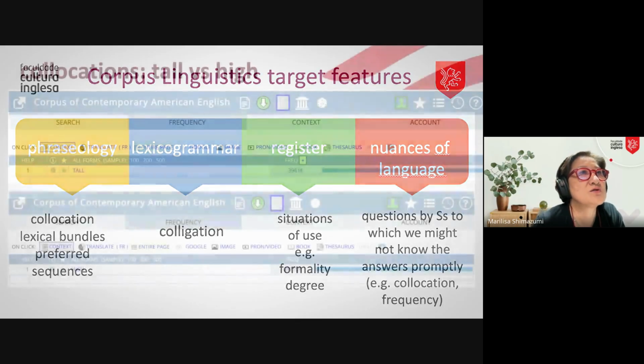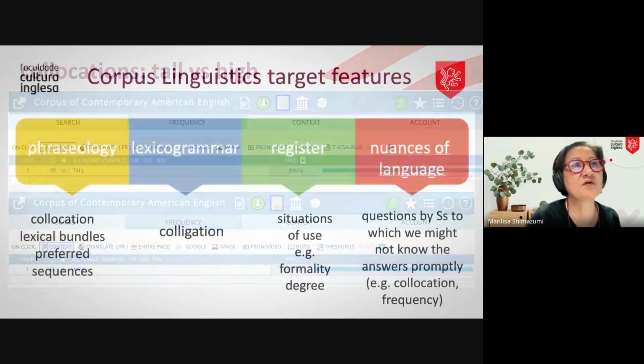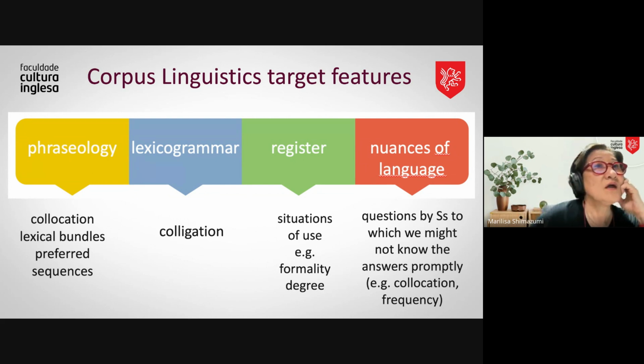So I'm going to ask you to be quite interactive here. I'm going to write on the chat before I show. On the chat, what is the difference, for example, if you have to teach your students the difference between high versus tall? Can you write down sentences? How would you explain to your student when to use high and when to use tall?